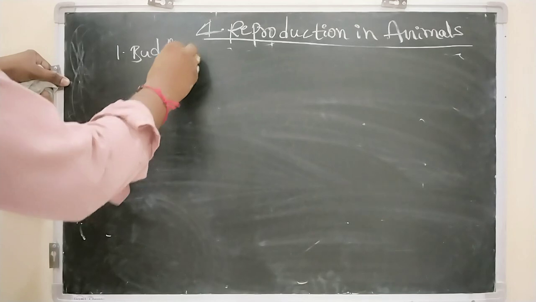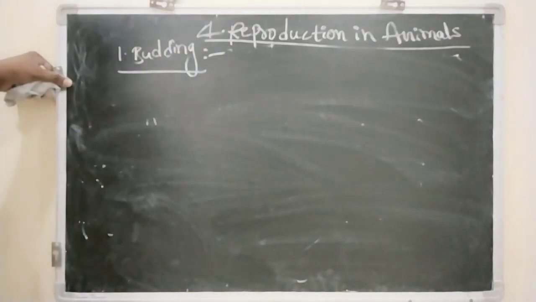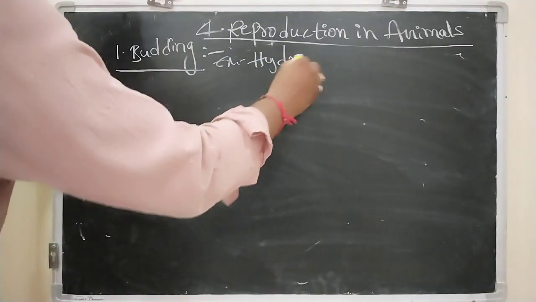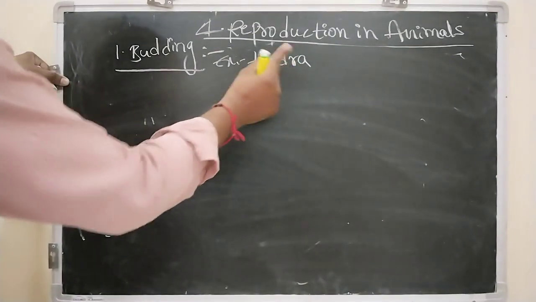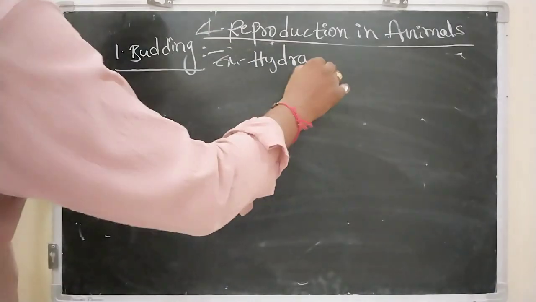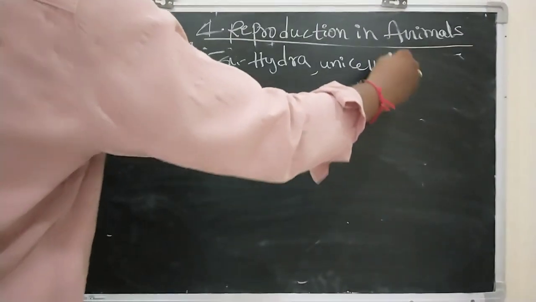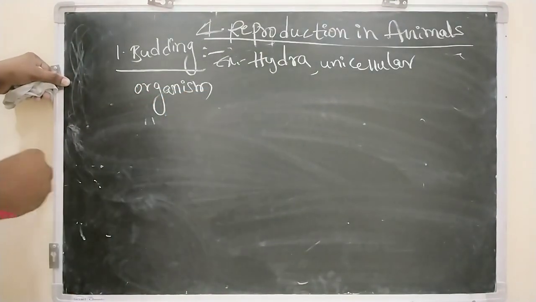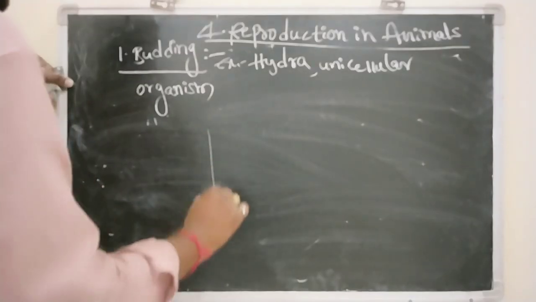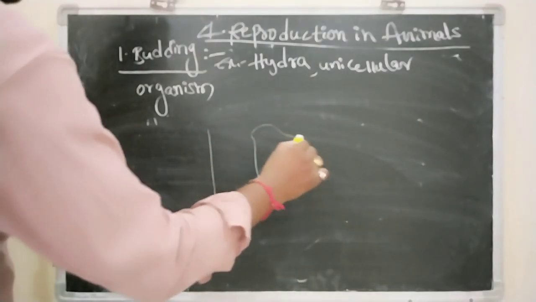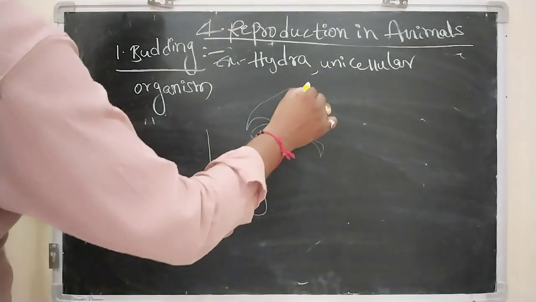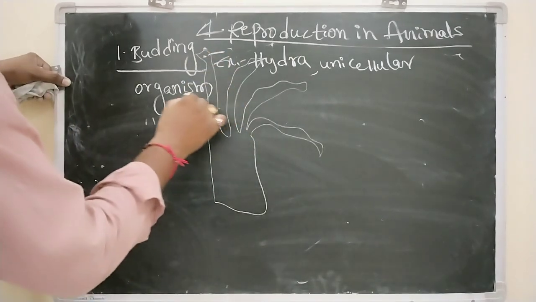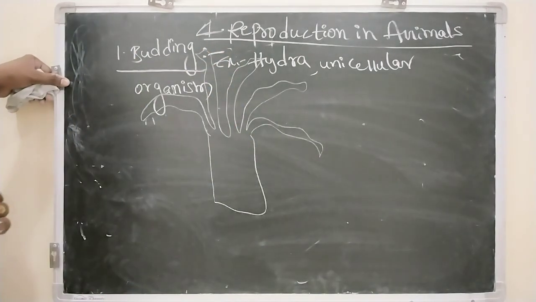Budding. So what is budding? Budding we can see in Hydra. Hydra is a microscopic organism which we are not able to see with our eye, and we can see it only under a microscope, and it is a unicellular organism. Its body is cylindrical in shape, and it moves from one place to another with the help of structures called tentacles.